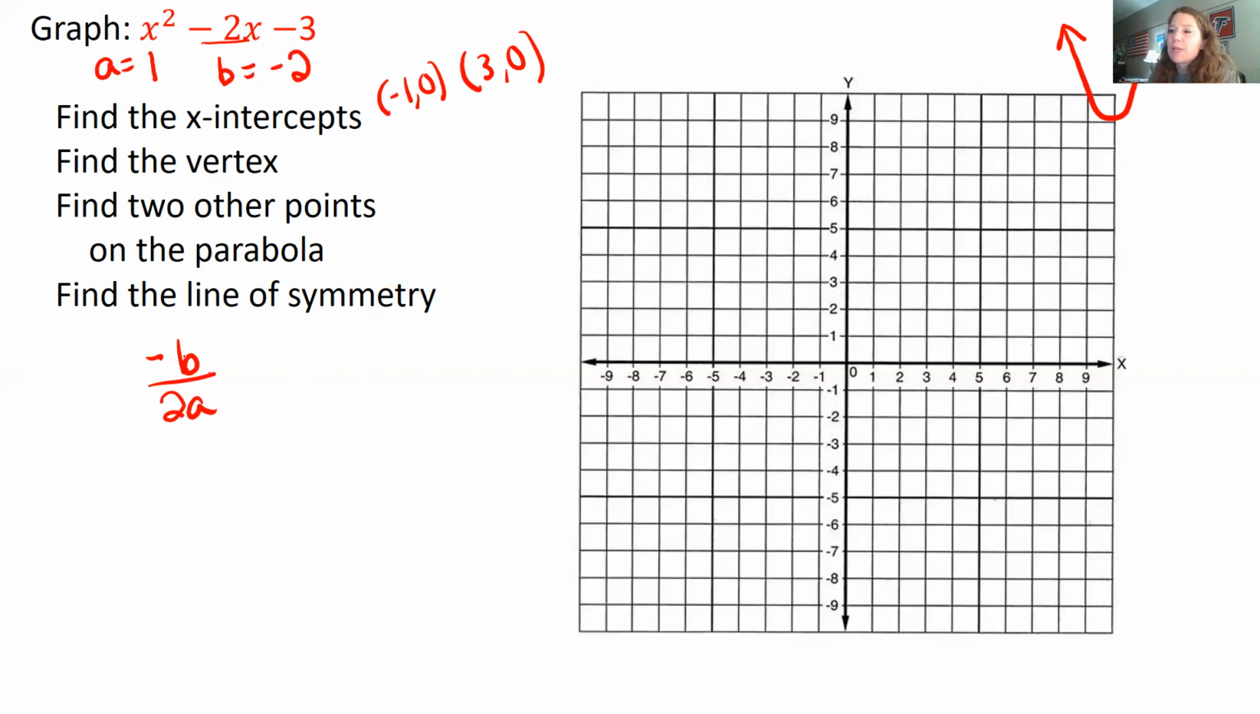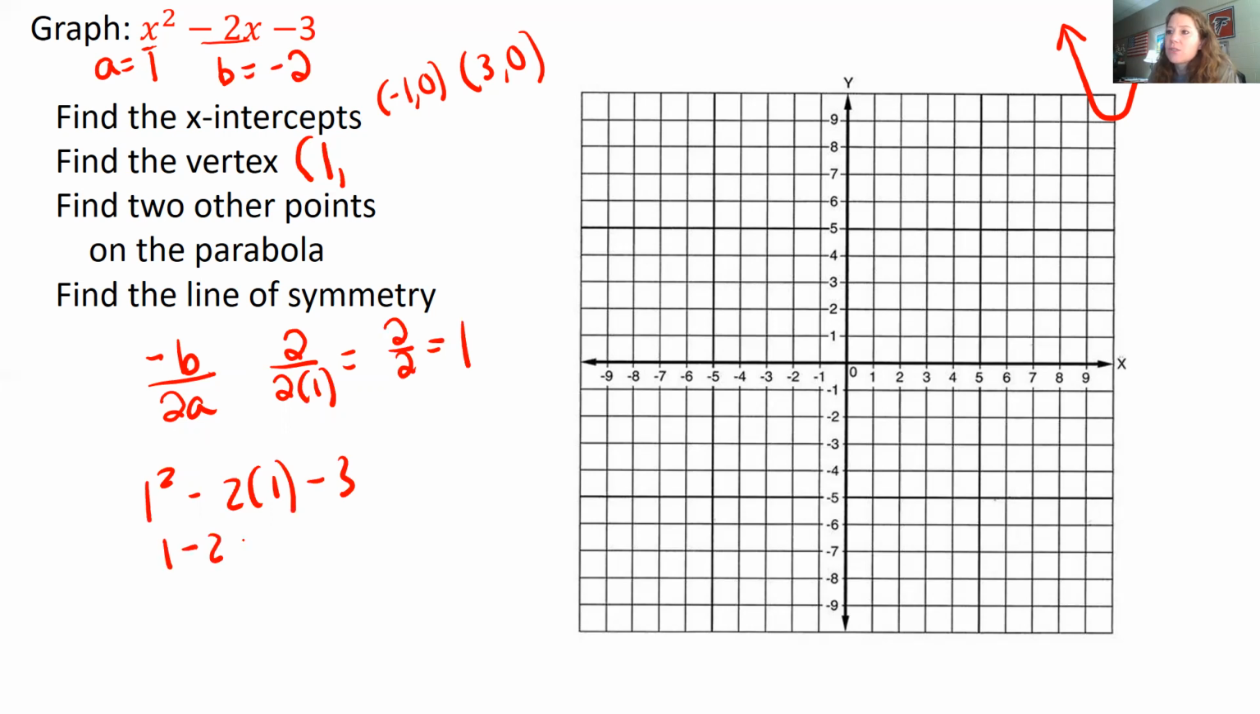So down here, we're going to plug in the opposite of b. The opposite of -2 is +2 over 2 times a, which is 1. So we have 2 divided by 2, which is 1. So the x value of our vertex is +1. And to get the y value, we plug in 1 for x. So we do 1 squared minus 2 times 1 minus 3. 1 squared is 1, minus 2 minus 3, so that would be -4. So our y value is -4.